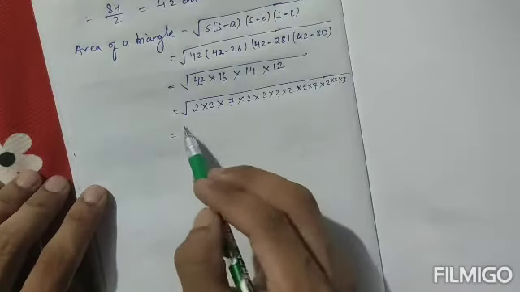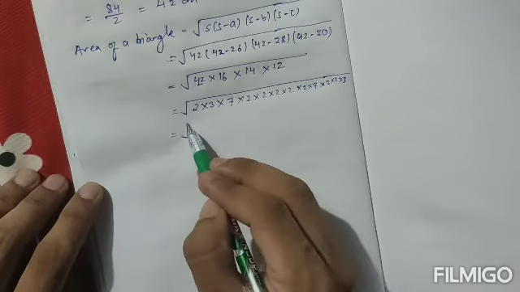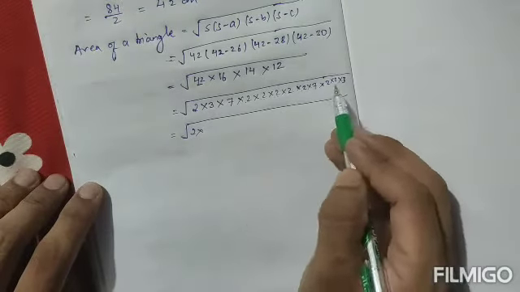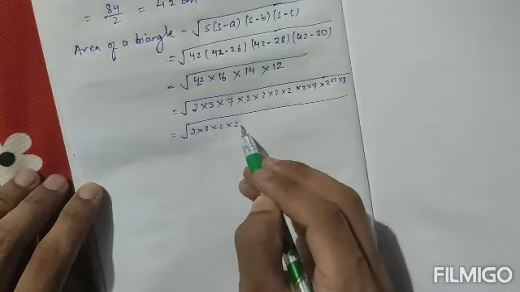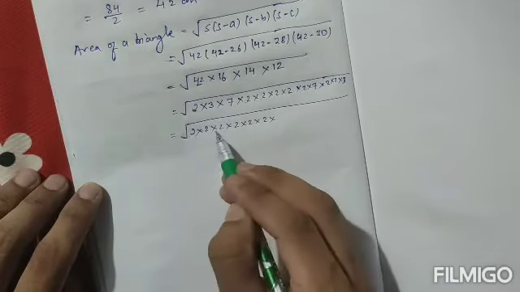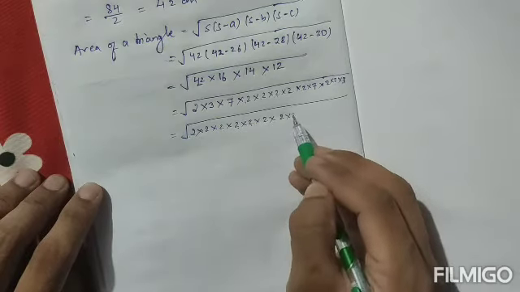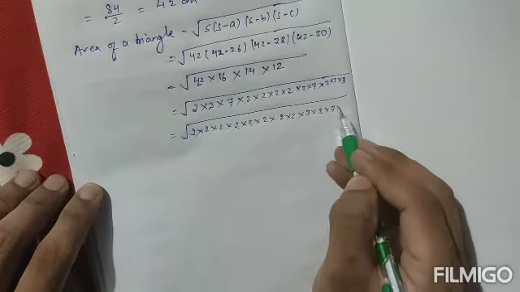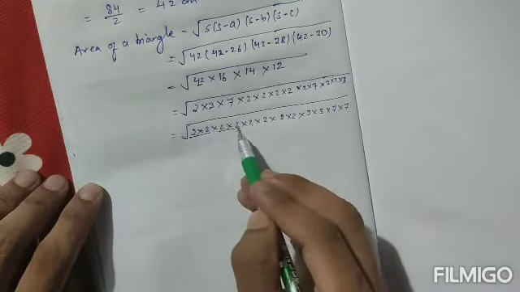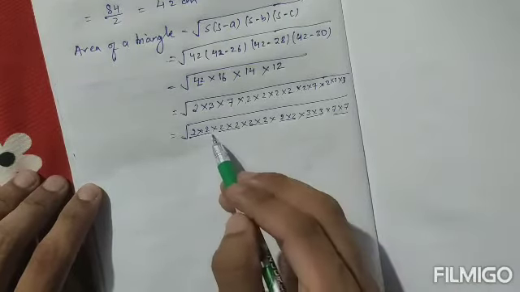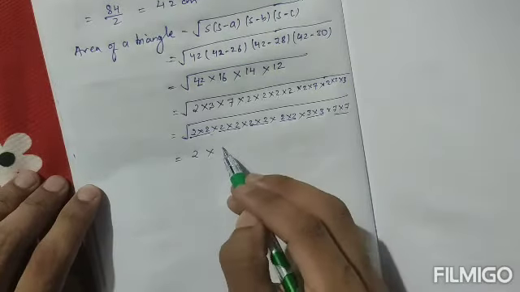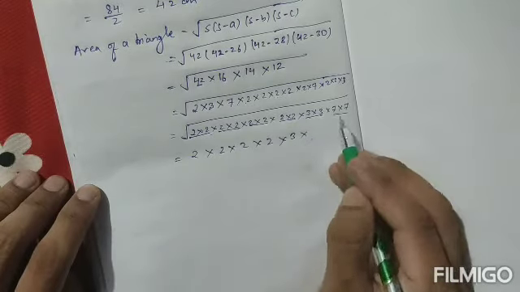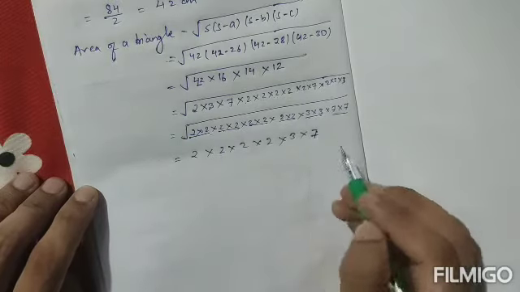Next you will start pairing. First, before that, I will write all the 2s together. So how many 2s? 1, 2, 3, 4, 5, 6, 7, 8. So a total of 8 twos. Then how many 3s? 1, 2. So two 3s. And how many 7s? Two 7s. So now if you pair, then what you will get? Out of these 2s, 1, 2, 3, 4 will come out. From these two 3s, 1 will come out. From these two 7s, only 1 will come out.